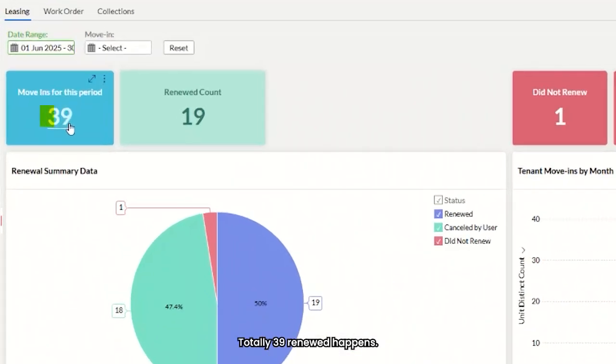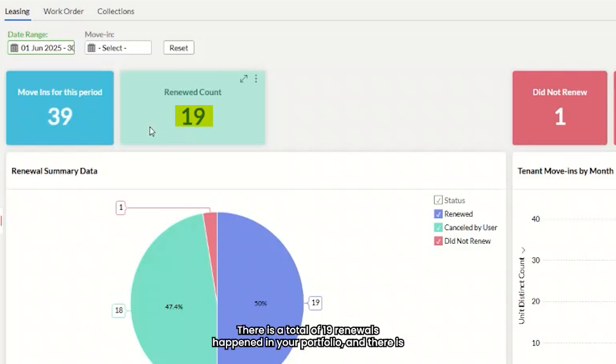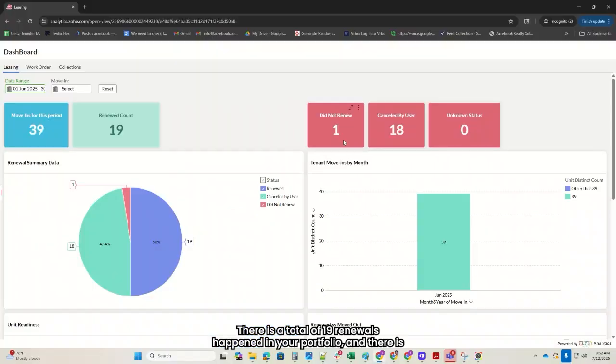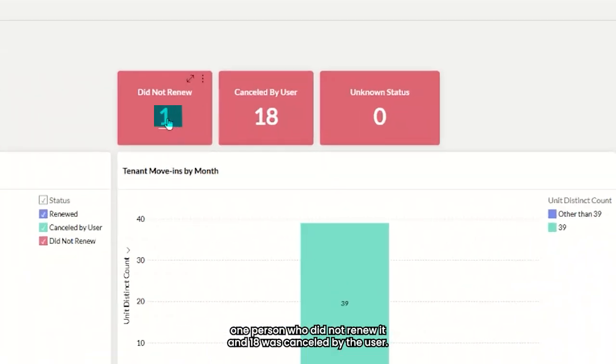A total of 39 move-ins happened during this last month. There were a total of 19 renewals in your portfolio, and there is one person who did not renew, and 18 were cancelled by the user, and unknown status is 0. Sometimes you don't know the status that comes here.